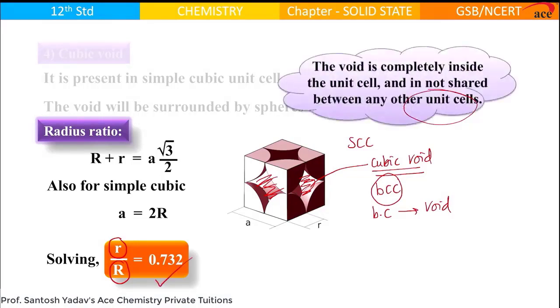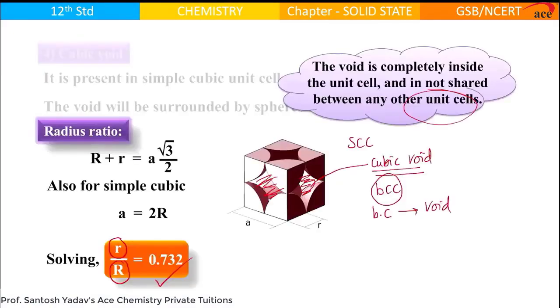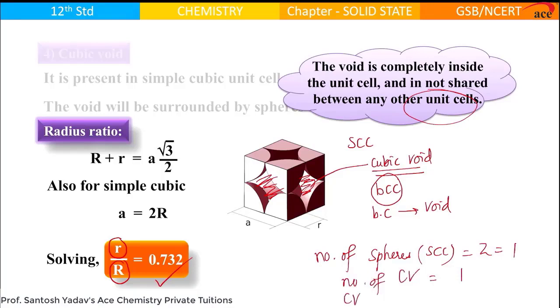The void is completely inside the unit cell and it is not shared by any other unit cells. So, the number of spheres making SCC, that is the rank, is 1, and the number of cubic voids is also 1. So, how many cubic voids are present per sphere? Number of cubic voids present per sphere is 1.